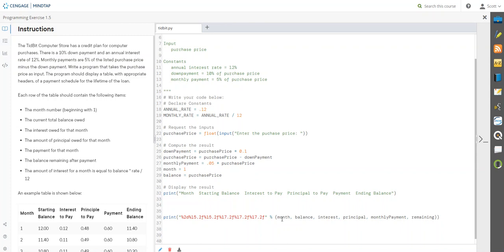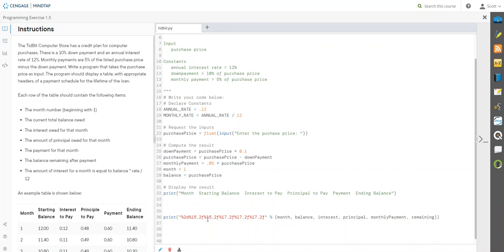That's exactly as it is here. This next one is going to be the variables that we used. Month, balance, interest. Oh, I don't have this in here. So we'll come up with that at some point, where the interest is. All right. Principal. And I don't have that either, so principal and interest I need yet. Monthly payment, got that one. And remaining, don't have that yet either.